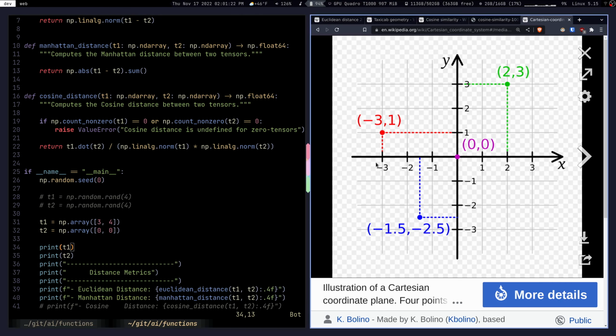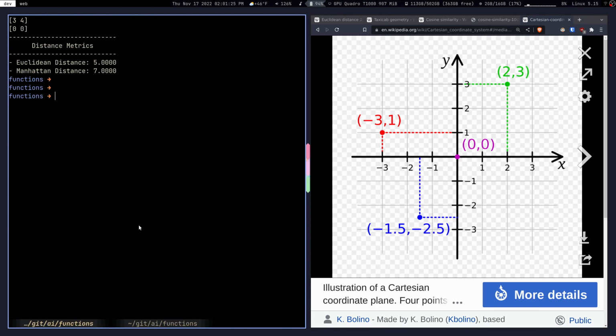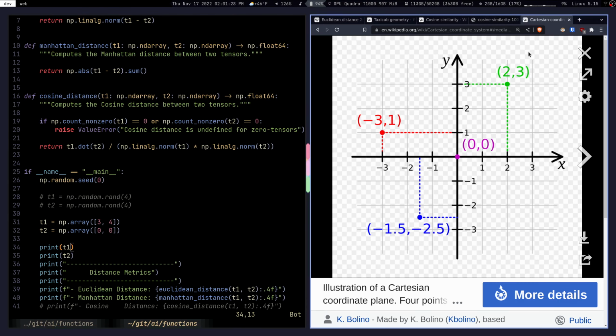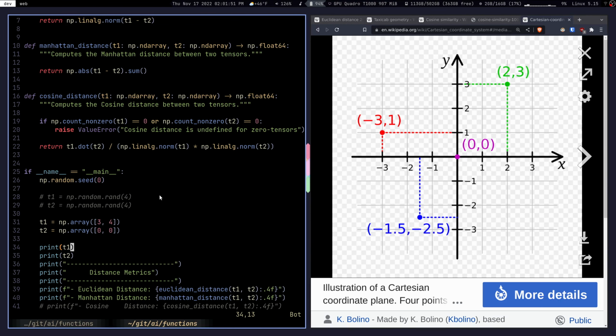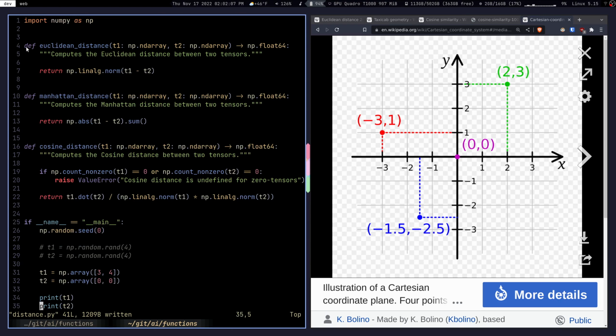For Manhattan distance, we have 0, 0 and then 3, 4. We got 7, of course. I mean, 3 is here, 4 would be somewhere there, and to get to that point we need to go 3 to the right and then 4 up, so that's 7. Or we could have gone this way as well, 4 up and 3 to the right, and that is 7. And so we got 7 there as well. And once again, the cosine distance is undefined because we have the 0 tensor. Okay. All right. So this is all I wanted to say about these 3 different similarity functions.